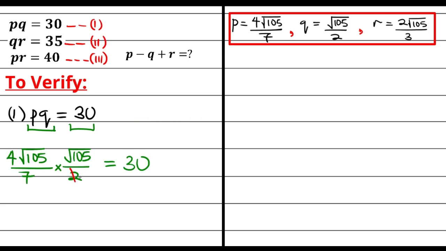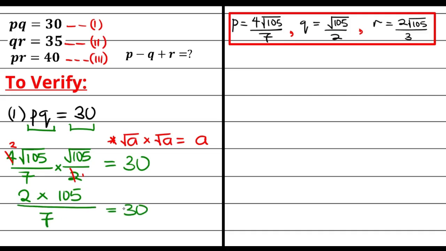So if it is, it shows that the value that I get for each of the variables is correct. Here I know that 2 goes there, that's going to be 1, 2 goes there, that's going to be 2, because according to the surd rule, root of a multiplied by another root of a is just going to give me a. So root of 105 multiplied by another root of 105 is going to give me 105 without the root. Now I have 2 multiplied by 105, everything over 7. Is it going to be equal to 30? Still checking. If I multiply this together, I'm going to have 210, and 210 divided by 7 is going to be 30. So 30 just equals 30, which shows that the values of P and Q are correct.